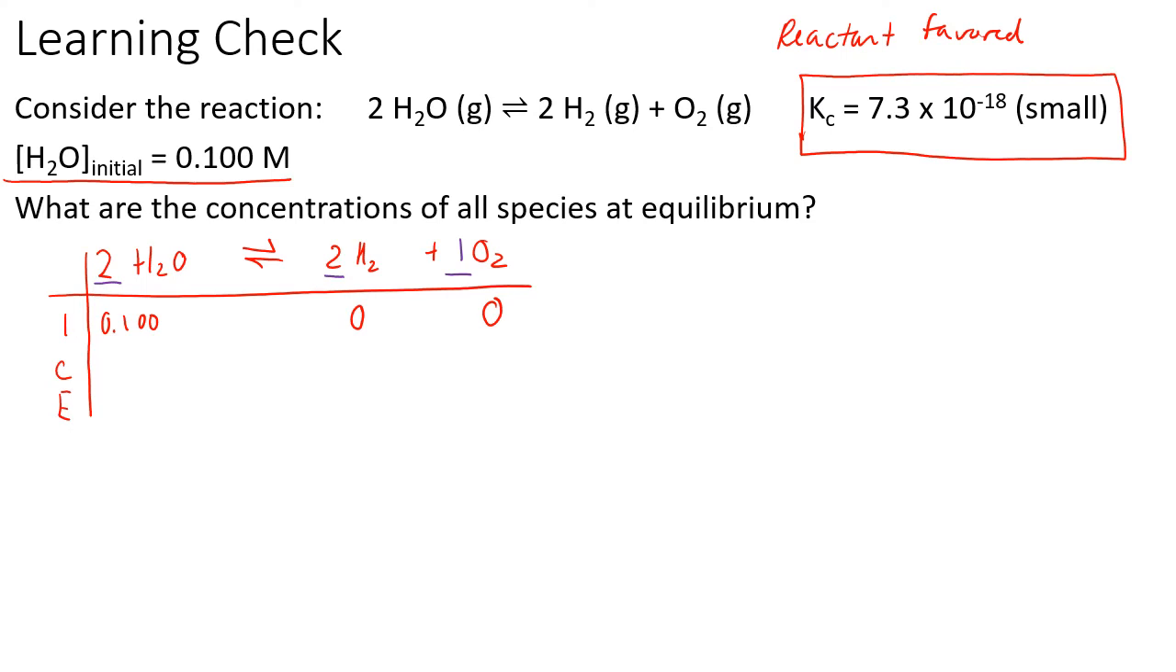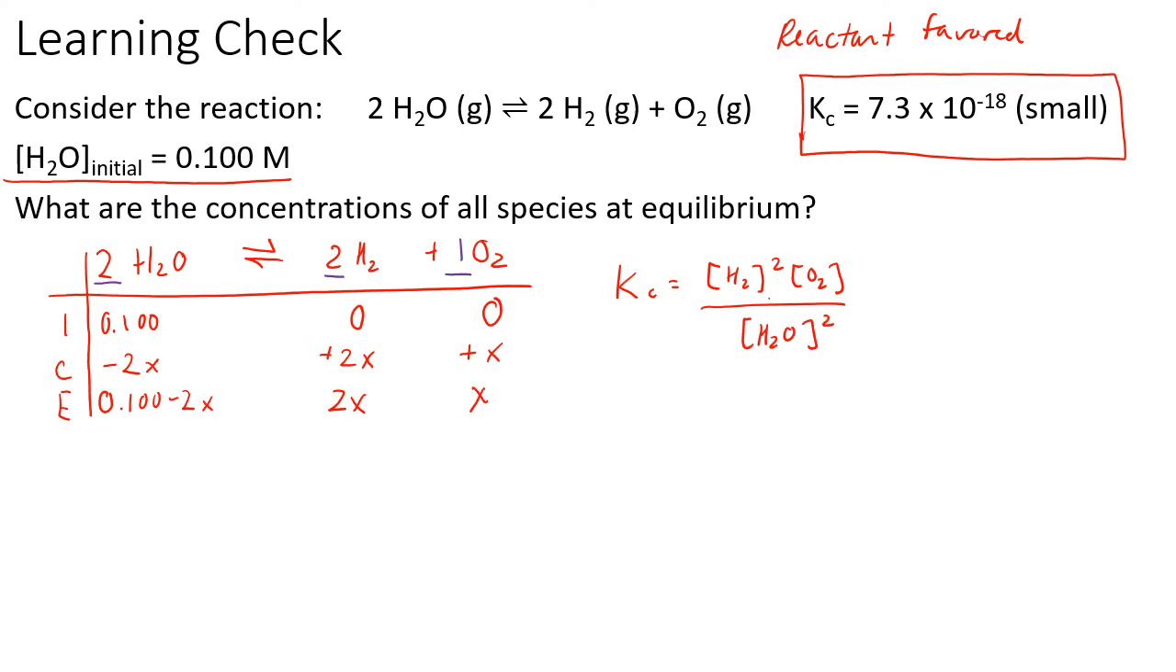So our change in concentrations is: water is going to go down by 2x, hydrogen is going to form by plus 2x, and oxygen is going to form by plus 1x. Our equilibrium concentration of the water will be 0.100 minus 2x. Our H2 will just be 0 plus 2x, or 2x, and our oxygen will just end up being x. We can write our equilibrium expression next. K sub C will equal H2 squared times O2 all over concentration of H2O squared.